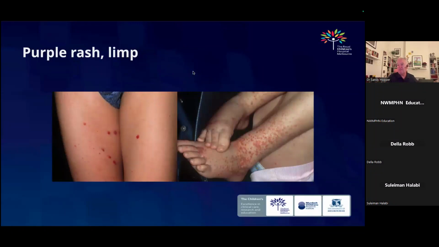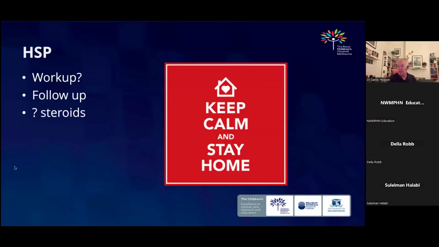All right, this is a child with a recent viral illness, has a purple rash. These are not tender, they are non-blanching, and you can feel them. They're palpable. So palpable purpura in a well child who's a bit sore, maybe a swollen ankle. And yeah, this is a fairly typical rash for HSP, Henoch-Schönlein purpura. Agreed. It's really very much a visual diagnosis.